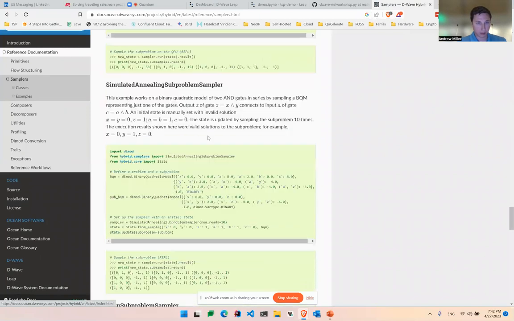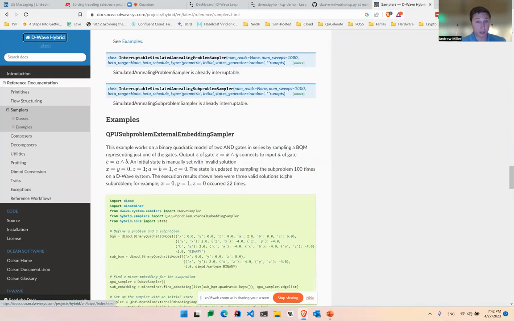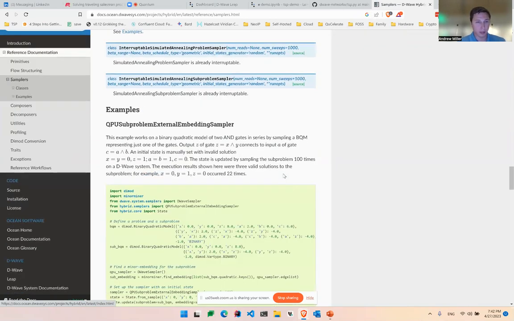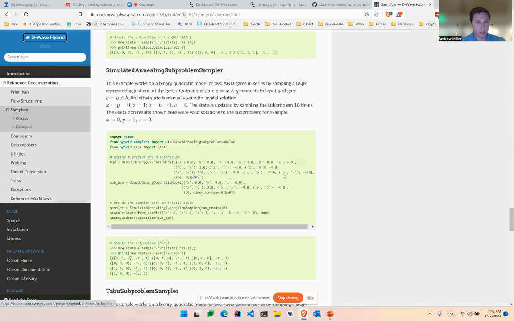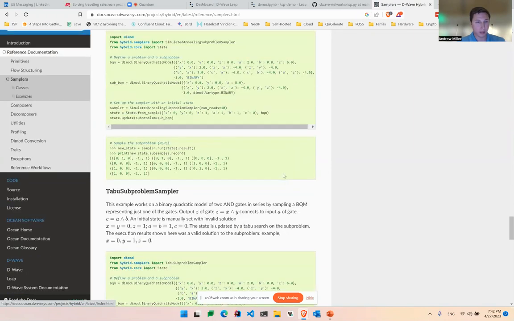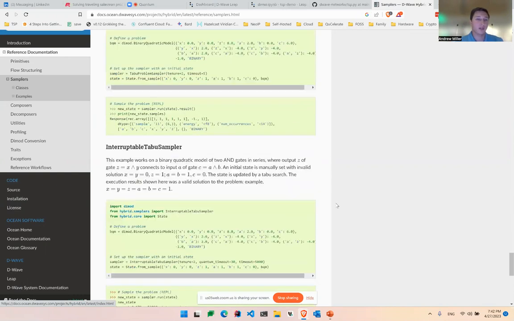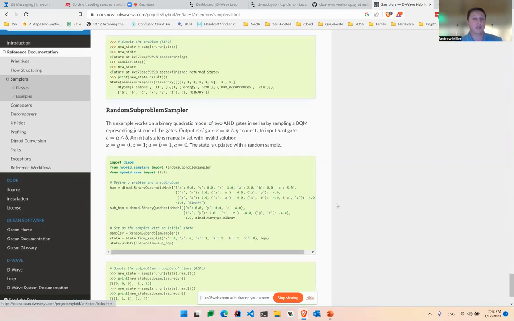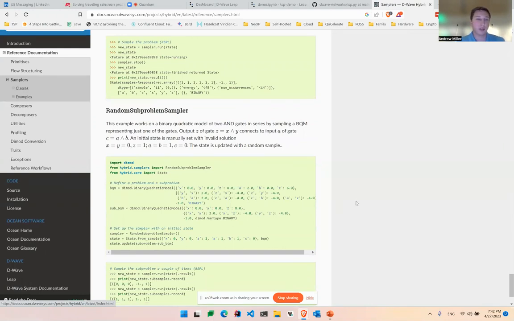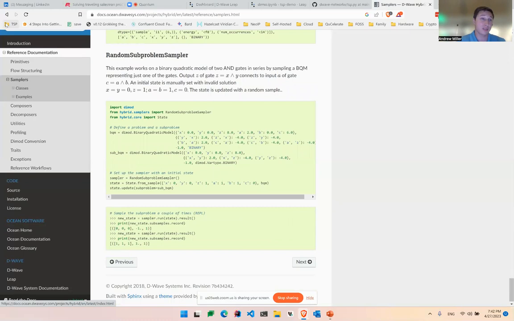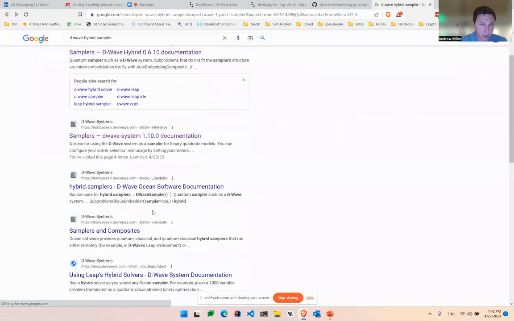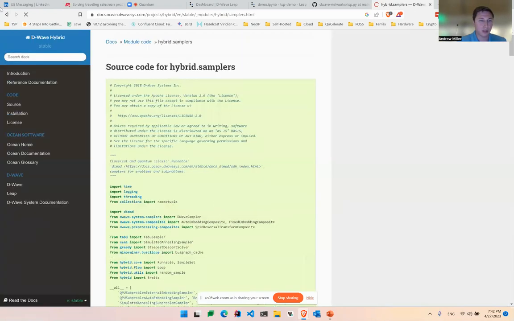So there's a lot of samplers. I think the reason they have so many samplers is for different types of problems, because what I'm doing is just traveling salesman, but you may need to do some other things. That's my guess. But I'm trying to find documentation that actually tells me.